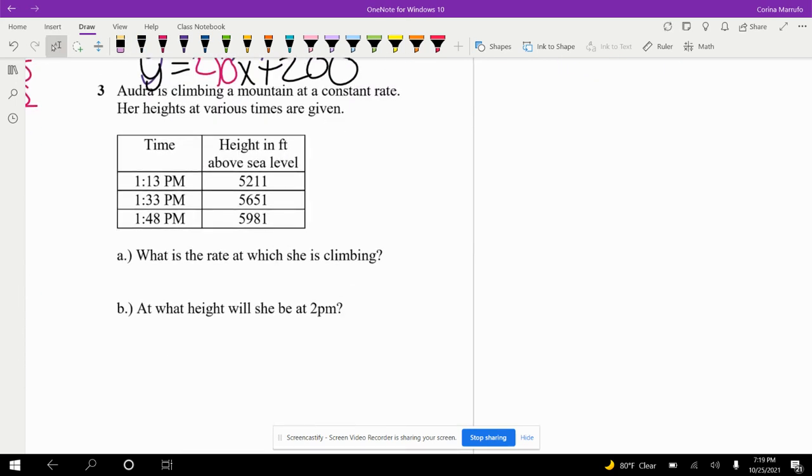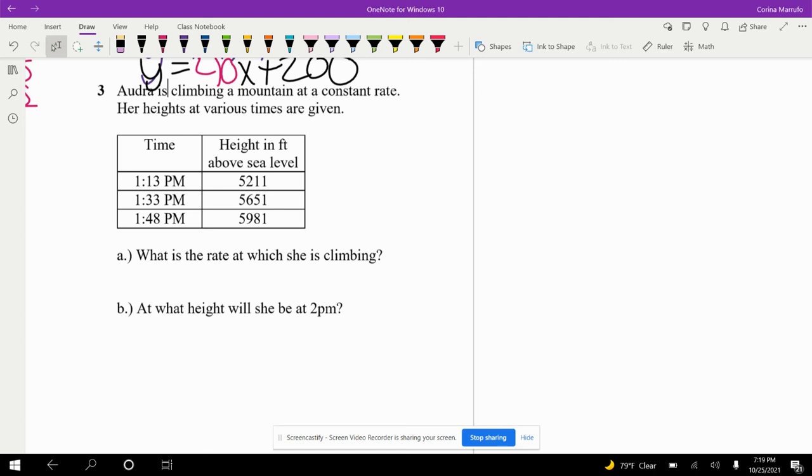The next one: Audra is climbing a mountain at a constant rate. Her height at various times is given. So at 1:13 p.m., the height is 5,211. At 1:33 p.m., she climbs a little bit higher. It's 5,651. And then at 1:48 p.m., it is 5,981. So it says, what is the rate at which she is climbing? And then it says, at what height will she be at 2 p.m.?